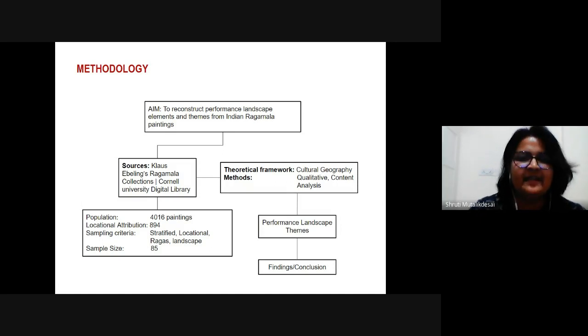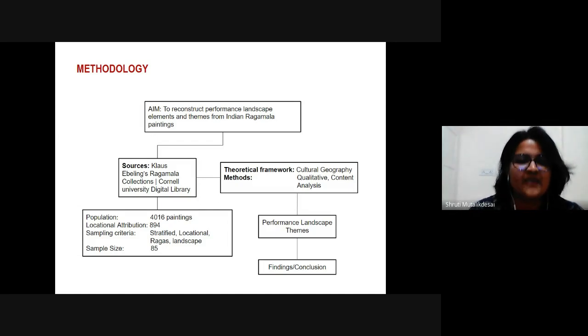So basically, we know which part of the Indian subcontinent these paintings come from. Our sample size is derived from these 894 paintings. The sampling criteria was to use stratified sampling so that there is representation across all geographical areas. So location also played an important role.